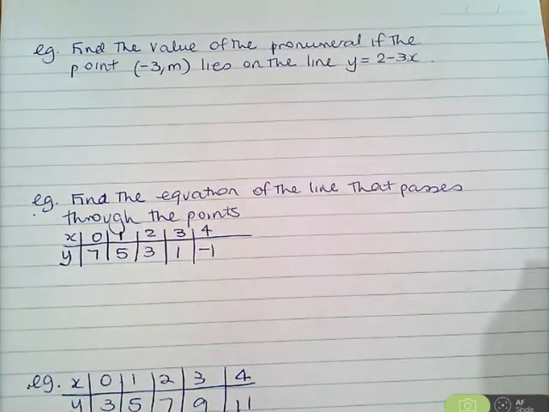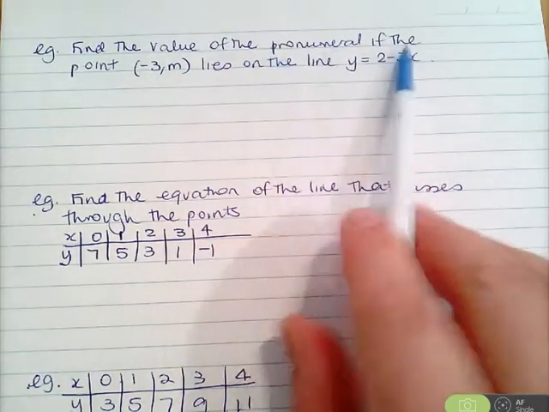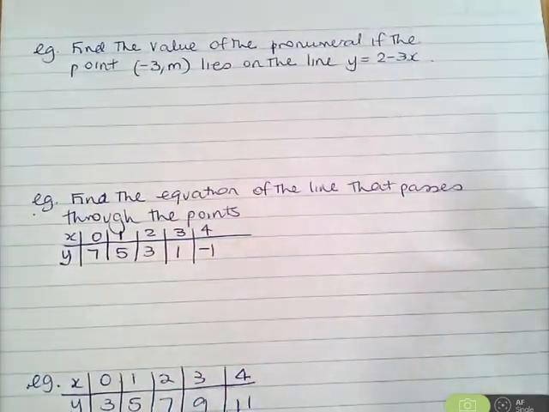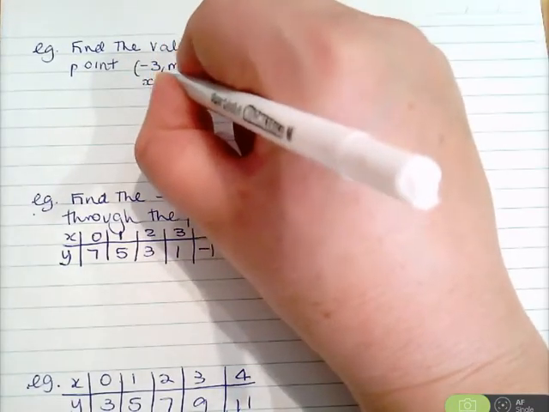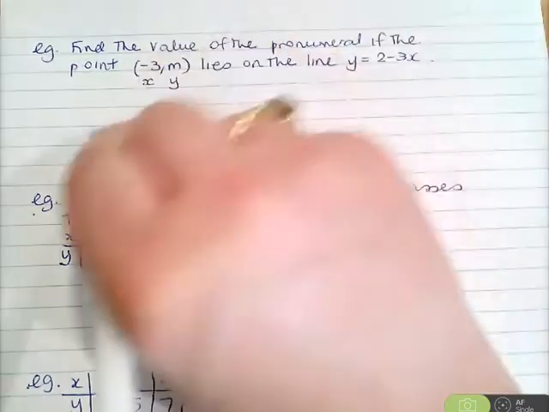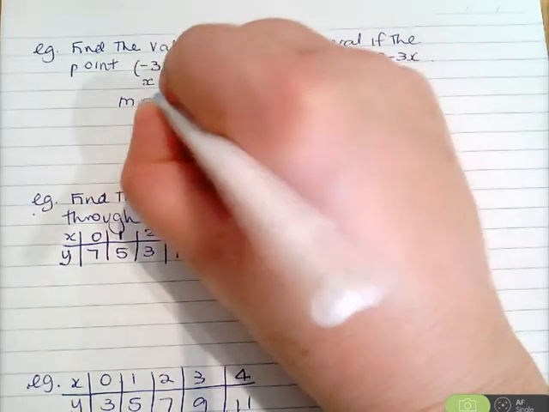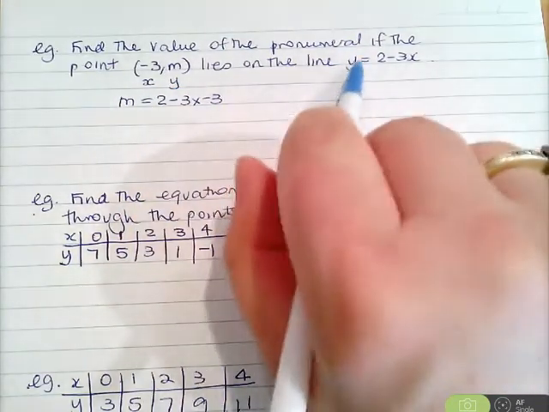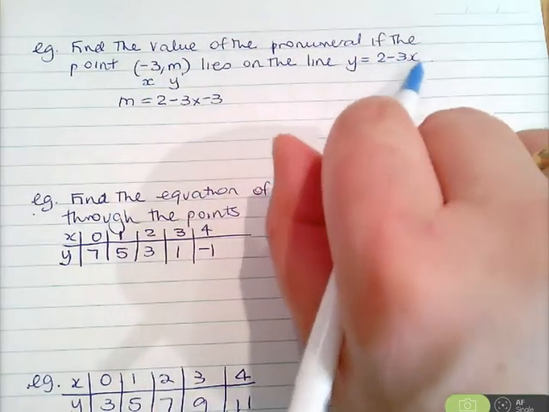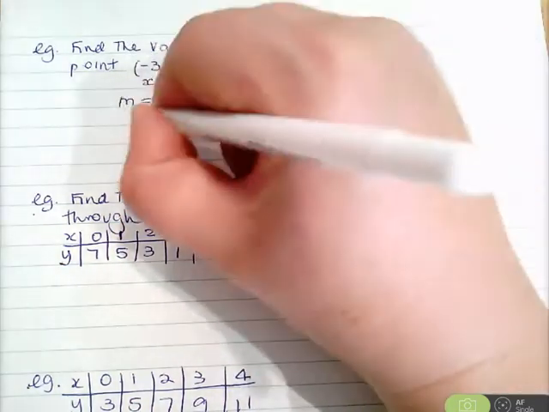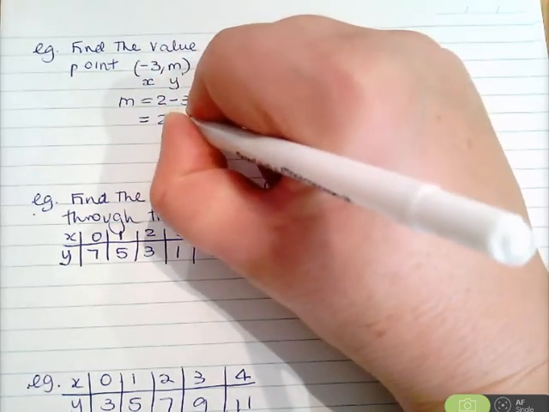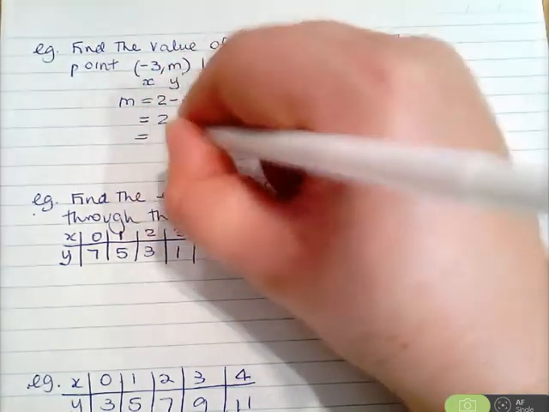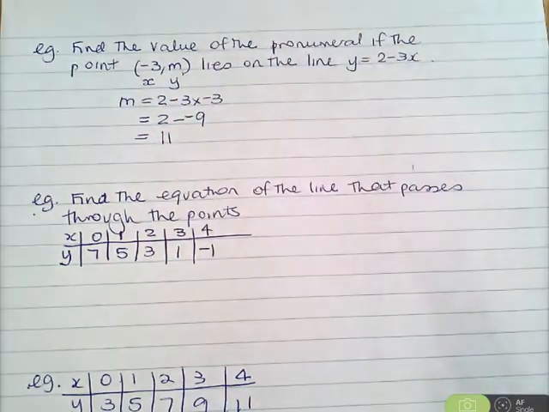Now, just for a few more finishing examples, find the value of the pronumeral if the point negative 3, m lies on the line y equals 2 minus 3x. So again, substitute x is negative 3, y equals m, and we would get m equals 2 minus 3 times negative 3, because we're substituting y is m and x is negative 3. So we get 2 minus 3 times negative 3, so m is 2 minus, now 3 times negative 3 is negative 9, or it's 2 plus 9, which is 11.